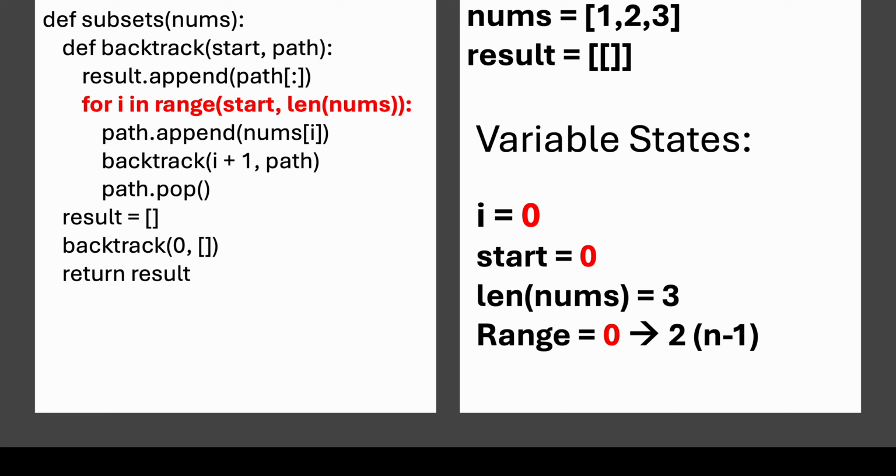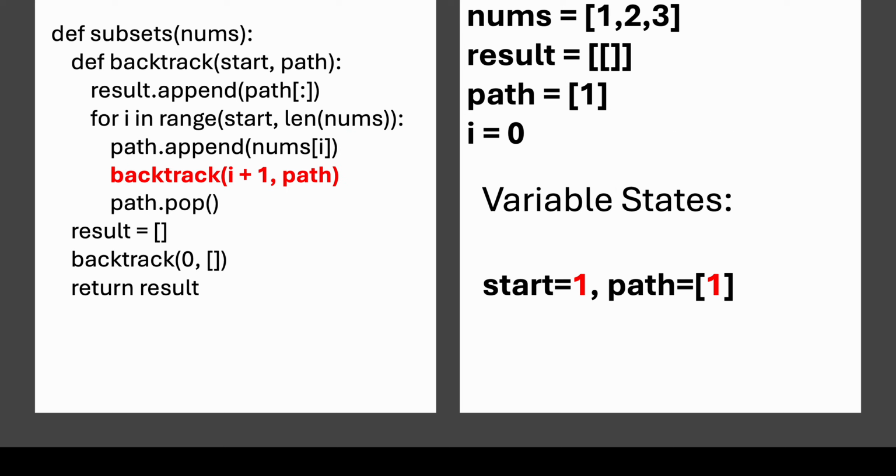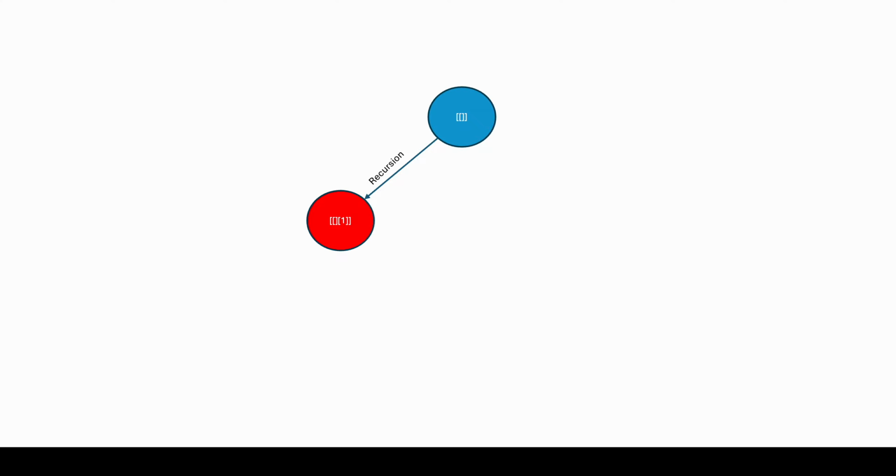Now we have for i in range, which is going through the loop, initializing it to 0. And the length of nums is 3, so our range is going to go from 0 to 2. So now we're adding the value 1, which is what we have stored at index 0. Now we're going to start our first backtrack. i was 0, plus 1 equals 1, and path already has 1. So now we got a result. And here we go, now we appended 1. So now we just did our first recursion.